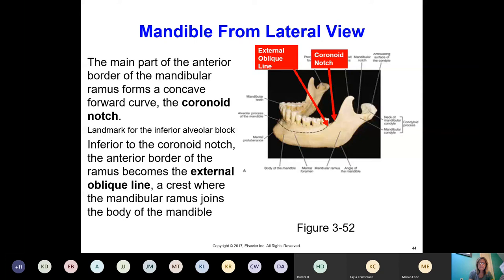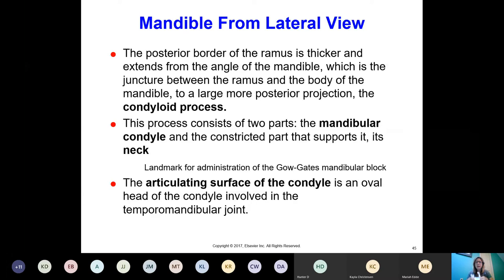Okay, the posterior border of the ramus is thicker and extends from the angle of the mandible, which is the juncture between the ramus and the body. So this angle is an angle. They're not very creative about that term. Angle of the mandible is where it angles. It's where the ramus and the body join, and it's right here. Forms kind of a rounded angle.